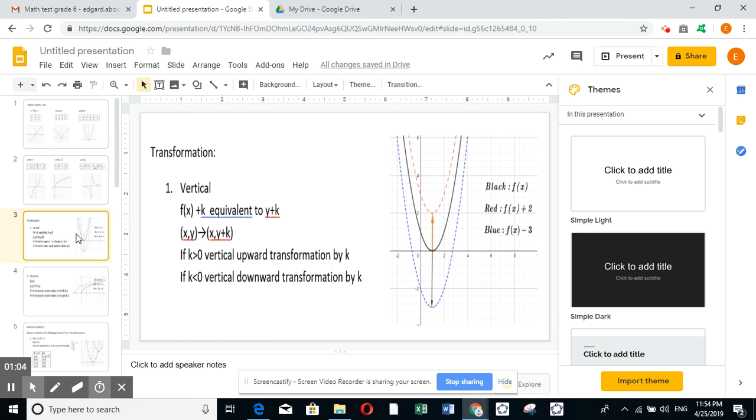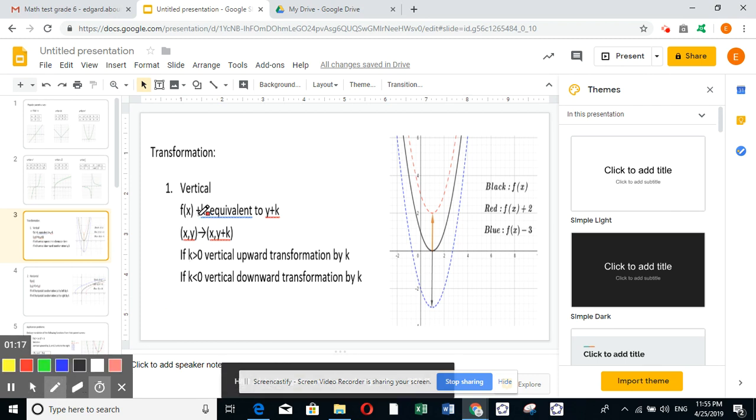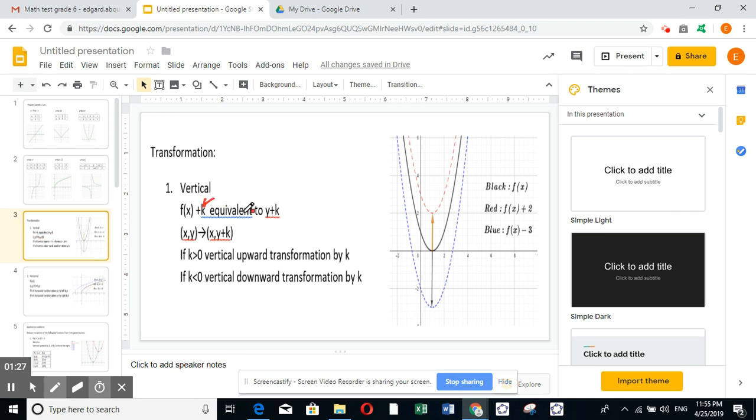Now we're going to start with transformation. You took this in grade 9 before. So we have what's called vertical translation. Suppose I'm adding to f of x, to y, not to x. Here I'm adding k not to x but to y. In other words, I have y plus k. So as if I have components x, y, x remains as it is, and to y I'm adding a k.